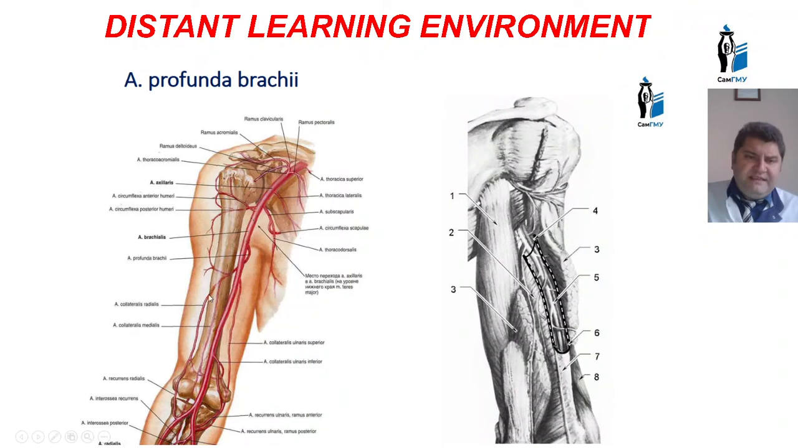And also you may see that this artery passes on the lateral side of the humerus bone, and it gives branches for the cubital joint. You may see these two main arteries here. They are named the collateral lateral cubital artery and the collateral medial cubital artery.